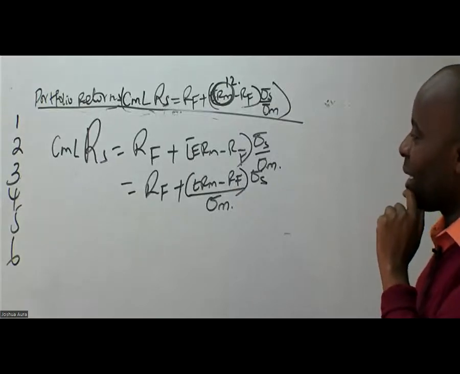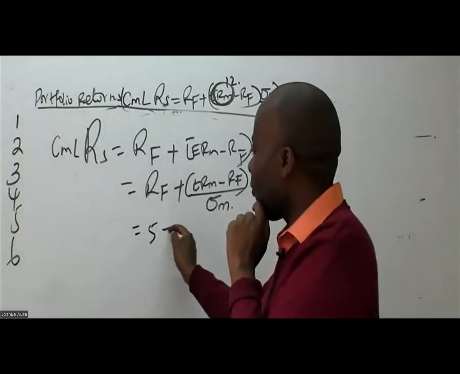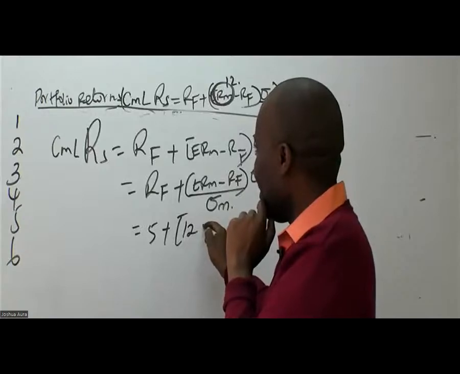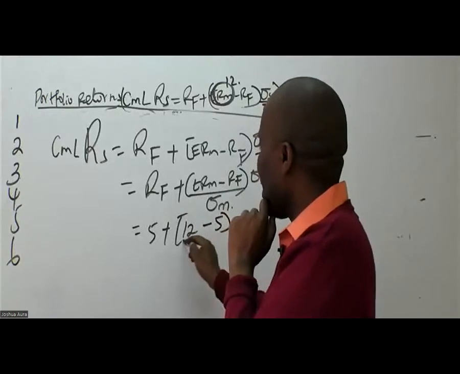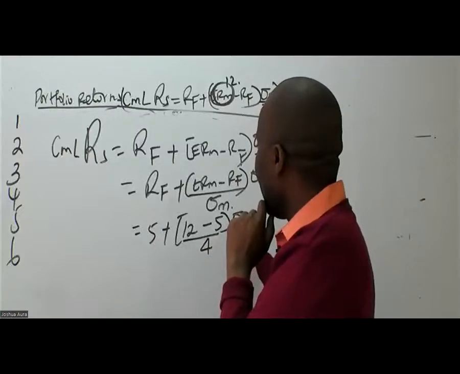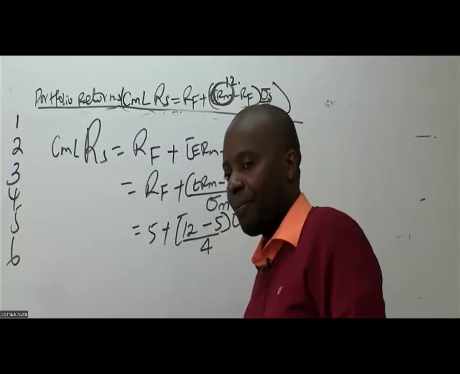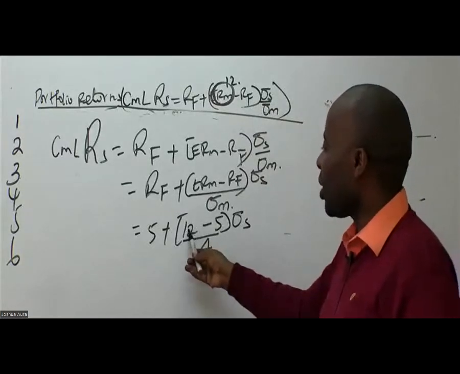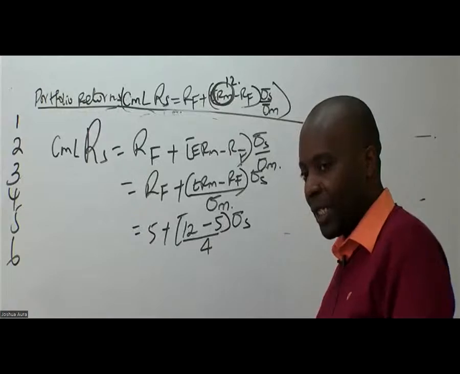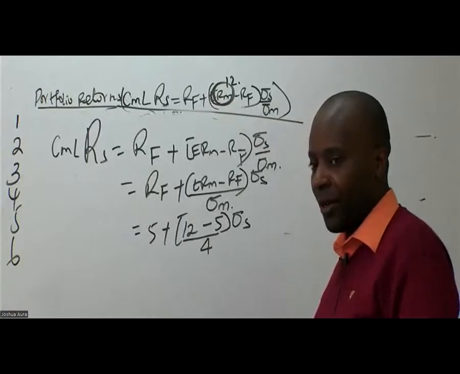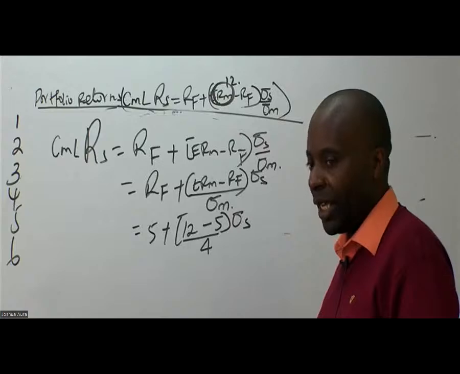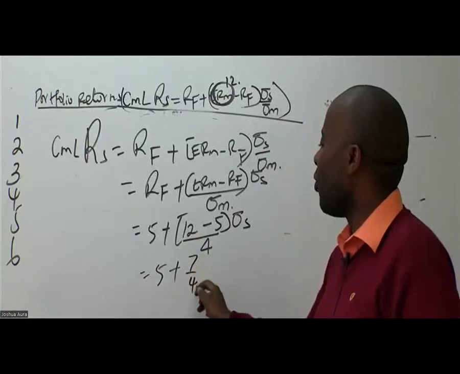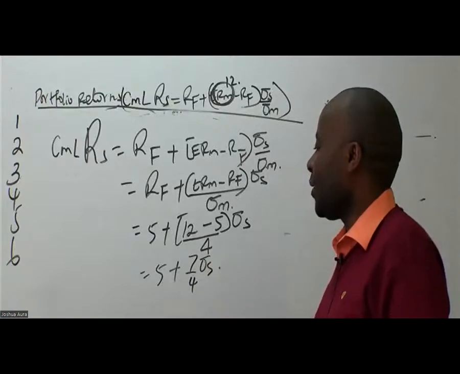If that is the case, I know that the risk-free is 5. I know that ERM is 12. I know this is 5. I know that this is 4. And then I'll maintain the standard deviation of the security there. So can somebody give me this: what is 12 minus 5? 12 minus 5 is 7. So the equation will be 5 plus 7 over 4, times the standard deviation of the security.